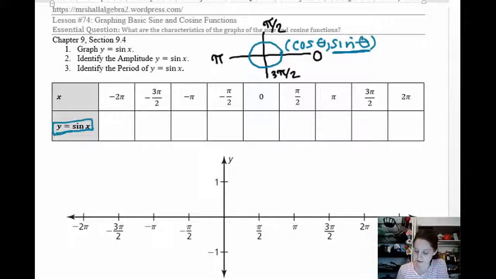Okay, when x is 0, we begin at 0. Here is 0. This point is 1, comma 0. So the sine at this point is 0. Pi over 2. This point is 0, comma 1. So the sine is 1. Pi is negative 1, comma 0. The sine of pi is 0.